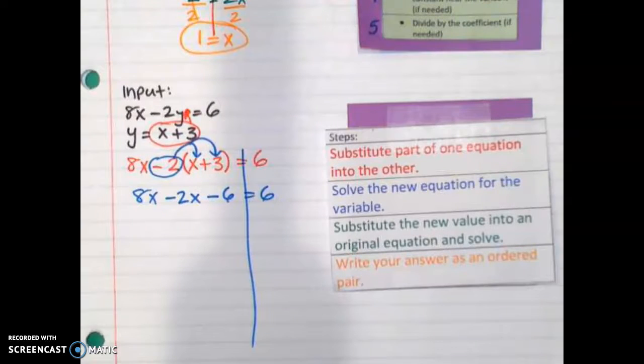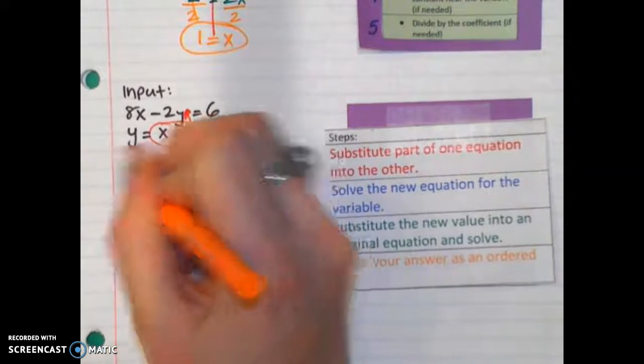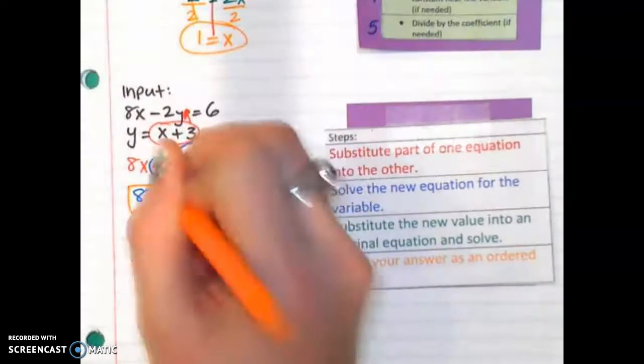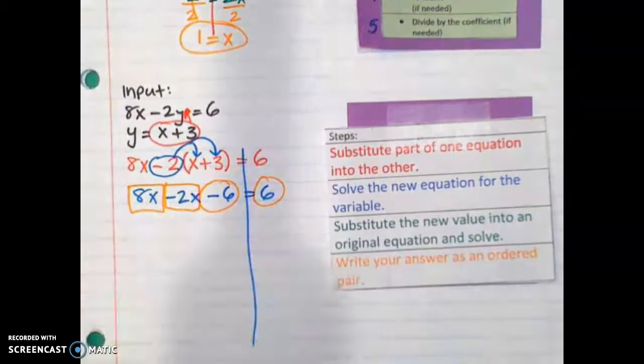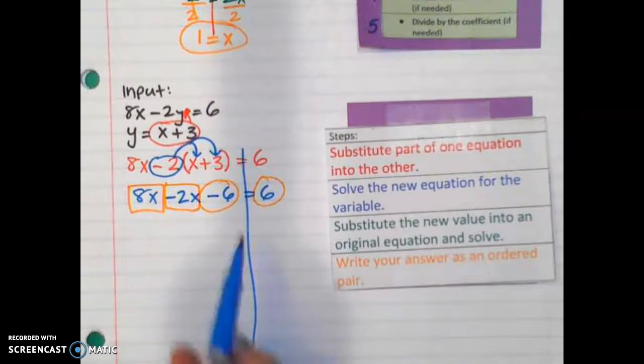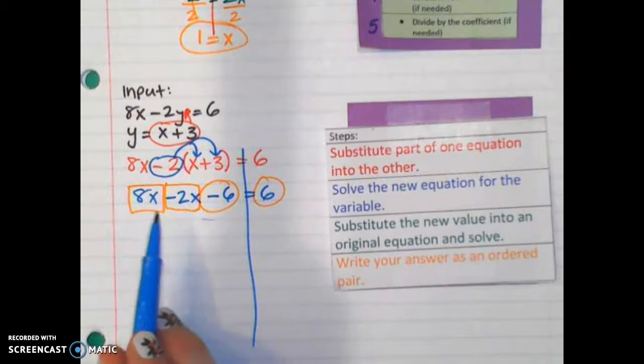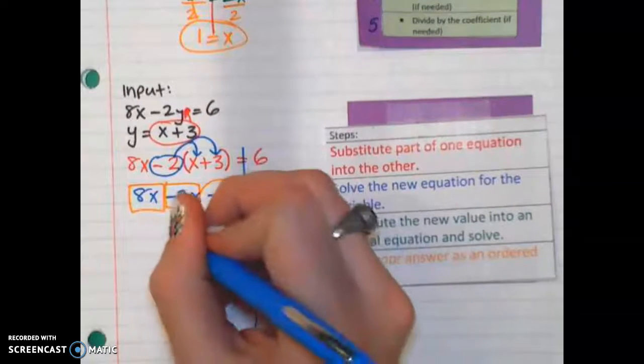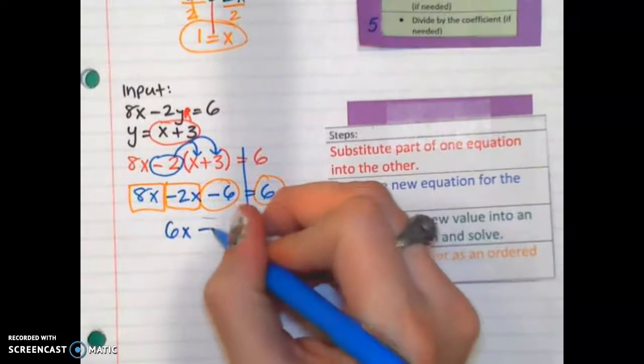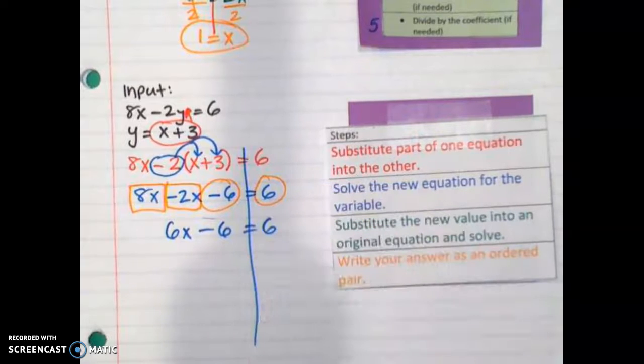Okay, next I'm going to combine like terms. I have an 8x and a negative 2x, and then I have two constants. On this side I have two like terms, so I can combine these. 8x minus 2x gets me 6x minus 6 equals 6. I know there's three 6's, someone's going to be laughing.